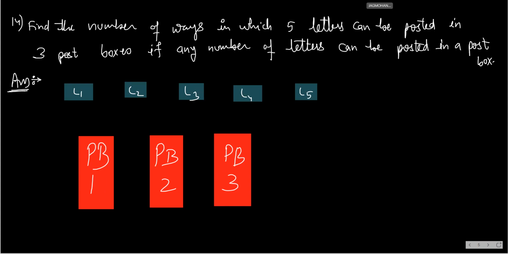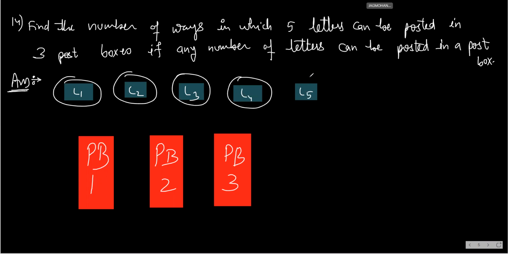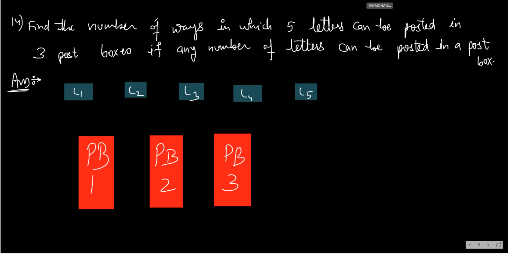I want you to pause the video and solve this. Once you have solved, you can come back. As I have already said, students, in all such problems you have to think how the operation is being performed, and that it is you who is going to perform it. Here we have 5 letters in our hand, and we have to post them in the given 3 post boxes, and there are no conditions. That is, any number of letters can go in any post box.